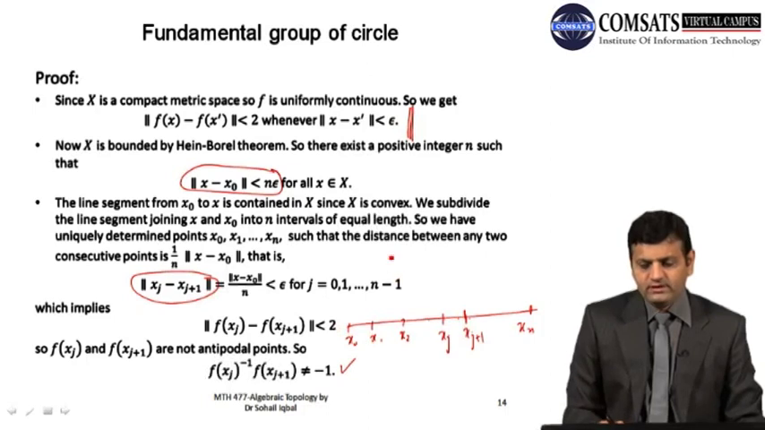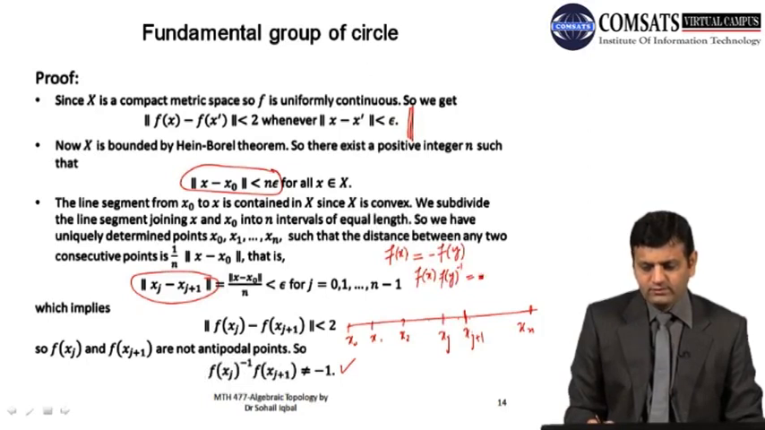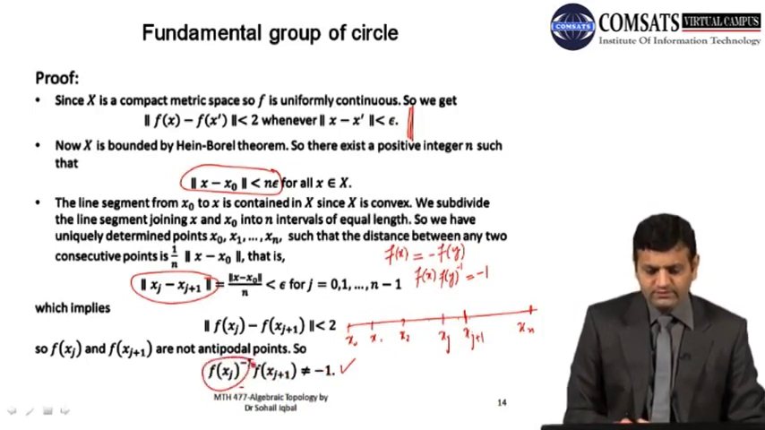So in other words, if f of x and f of y are antipodal points, then f of x is equal to minus f of y, which implies that f of x times f of y inverse is equal to minus 1. So they are not antipodal points, so f of xj inverse into f of xj plus 1 is not equal to minus 1. So remember what this inverse means.